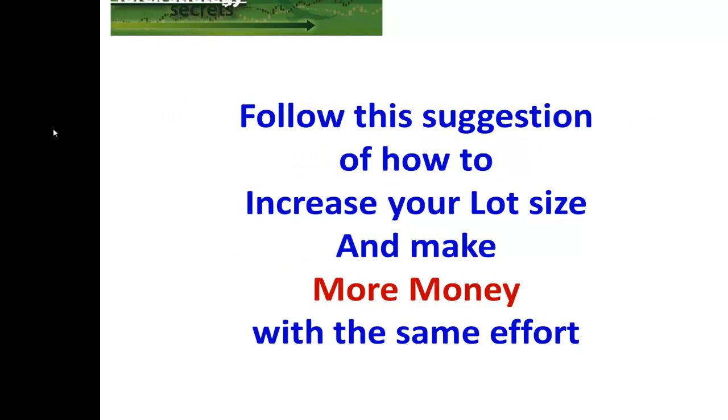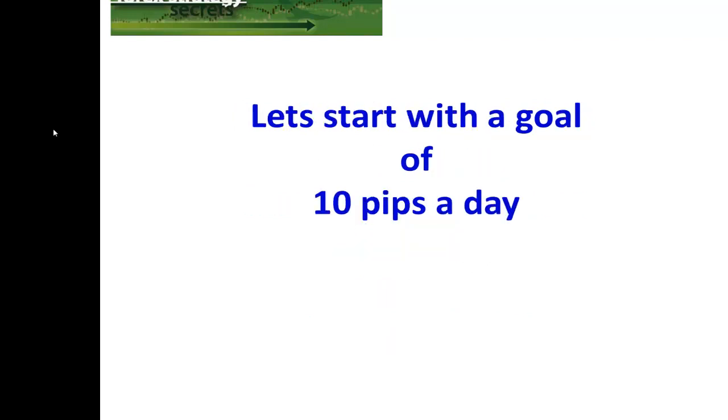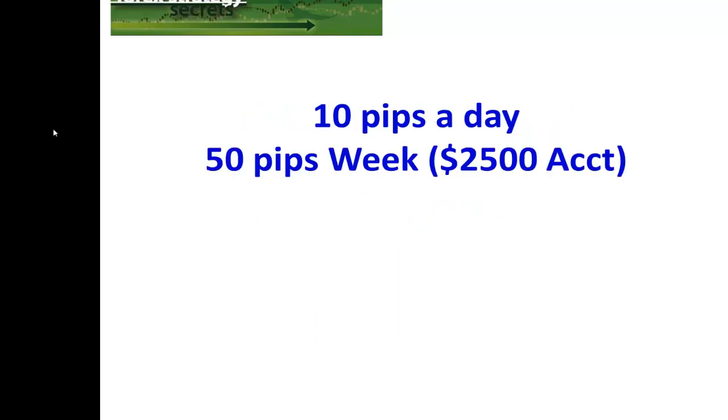a suggestion as to how to increase the lot sizes so that you can actually make more money with the same amount of effort. Now let's start with a goal of, let's say you're shooting for 10 pips a day, and let's take that's 50 pips a week, and you have a $2,500 account. Now, you can use these numbers based on if it's larger or smaller, that's okay. In the example on the charts, we used a $5,000 account, and here we're going to use a $2,500.